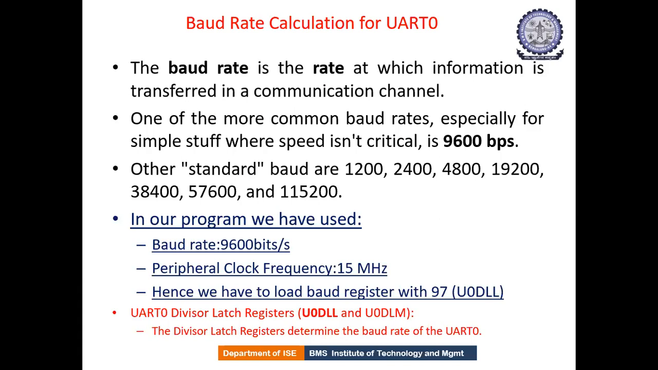We are supposed to initialize the register. That means the least amount of data to be transferred into the register is 97. We can calculate it using 9600 and 15. We have one formula to calculate; you can go through that formula and calculate. Otherwise, you can remember that with 9600 and 15 megahertz of clock, we are supposed to initialize U0DLL, the register which specifies the least load you can load, which is 97. So that is the only value you are supposed to remember.